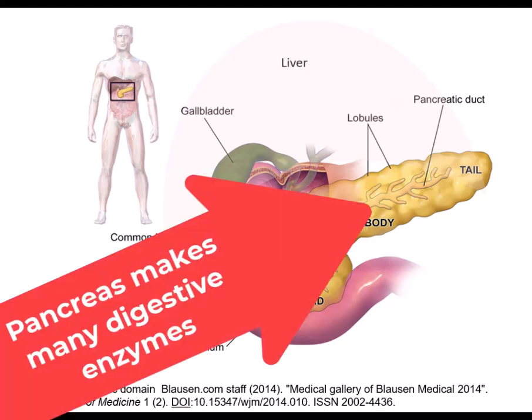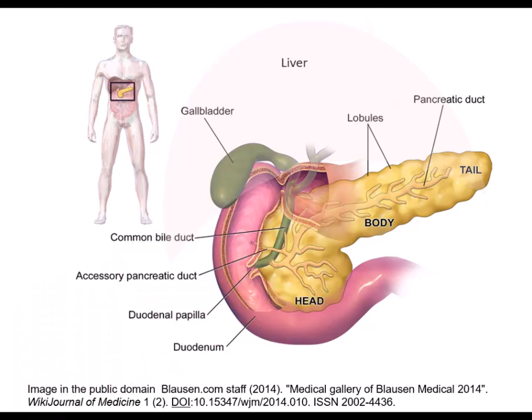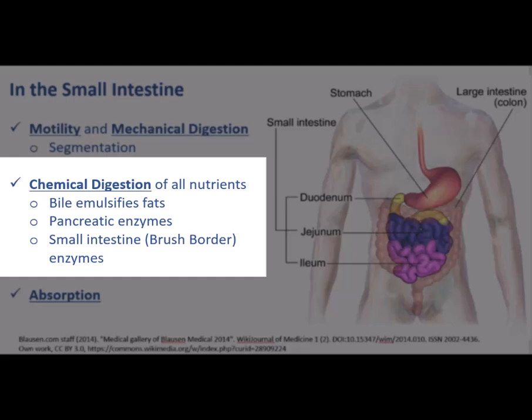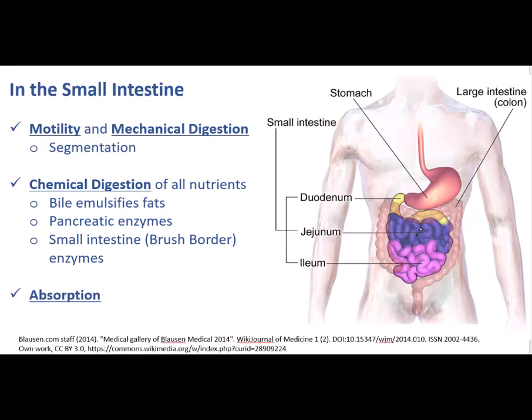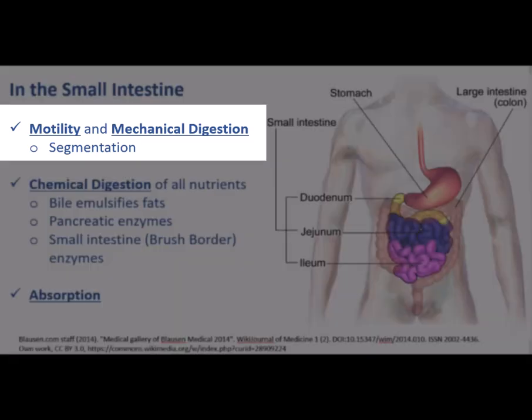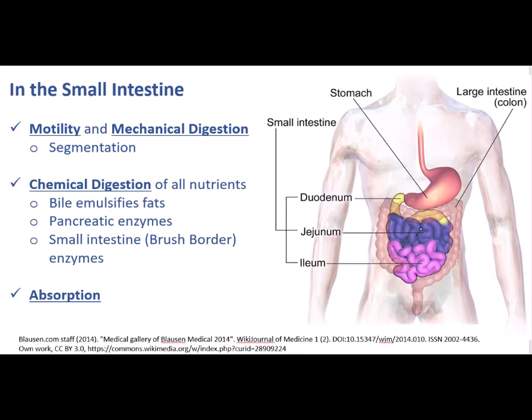The pancreas makes a huge variety of digestive enzymes. These pancreatic juices are also secreted into the small intestine where they're going to be used for chemical digestion. On top of that, the intestinal cells themselves make digestive enzymes. So all these enzymes plus bile allow the chemical digestion to be completed. If that's not enough, when food is in the intestine, the motility increases to be segmentation. This is a much more vigorous mechanical digestion movement to promote the mixing.